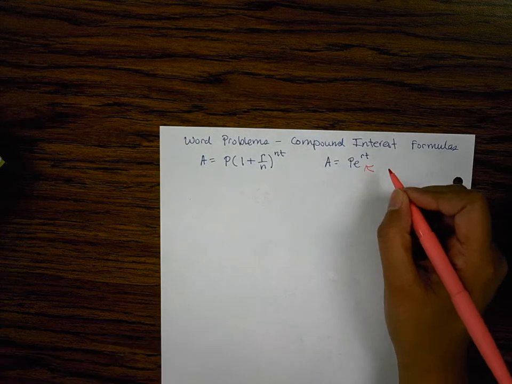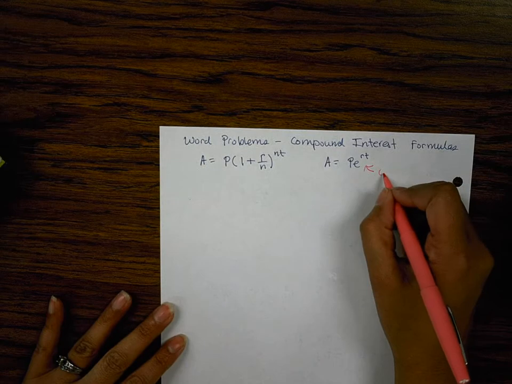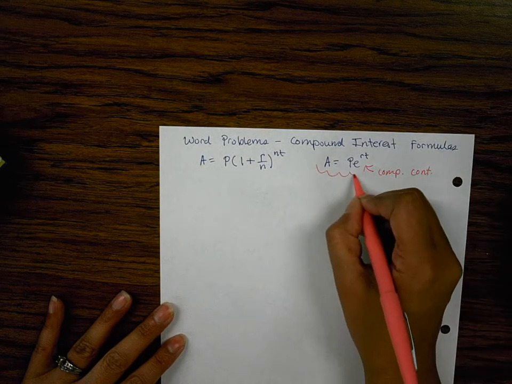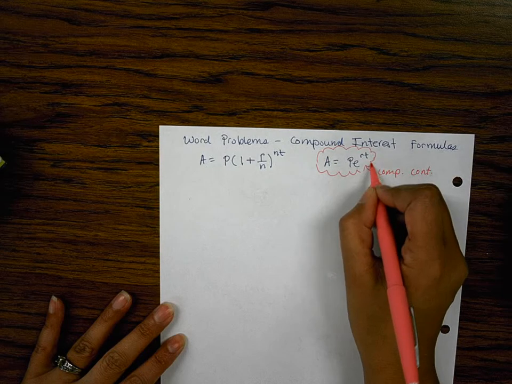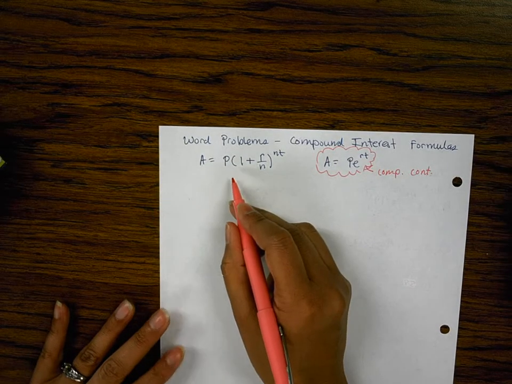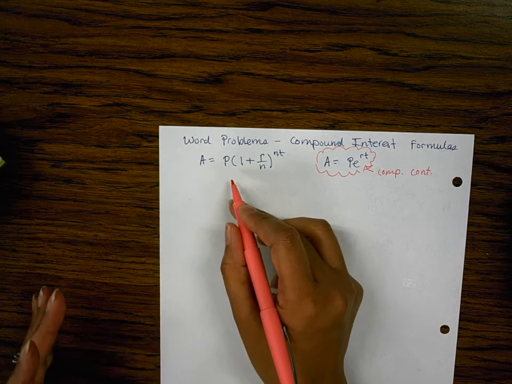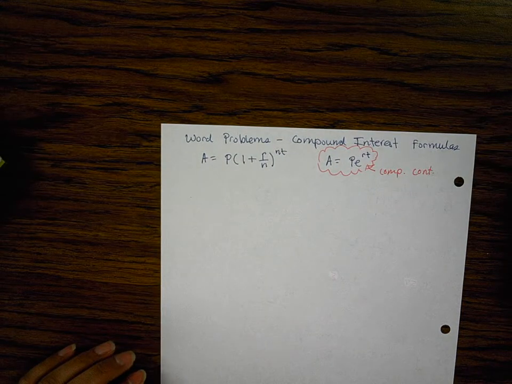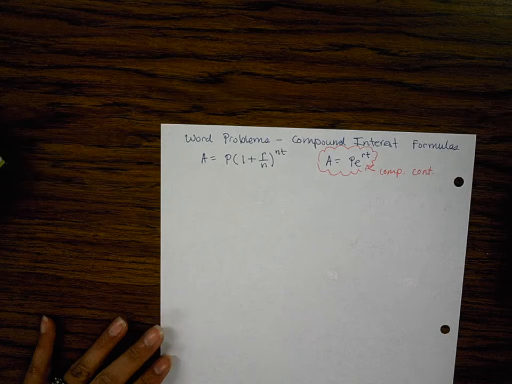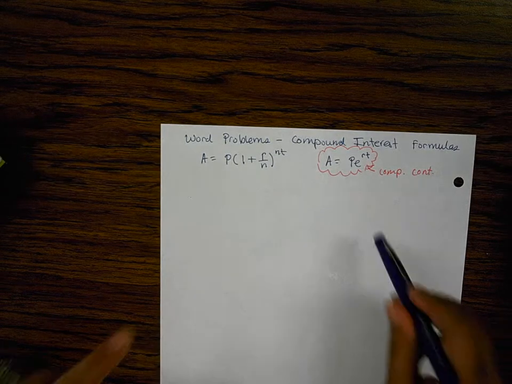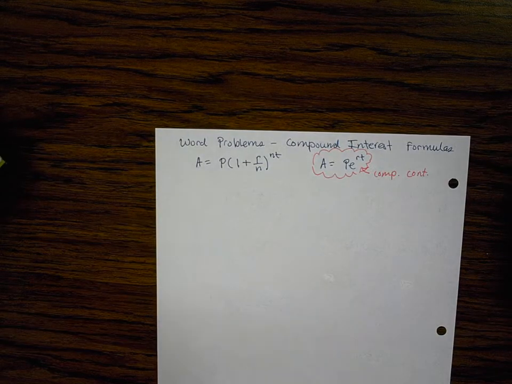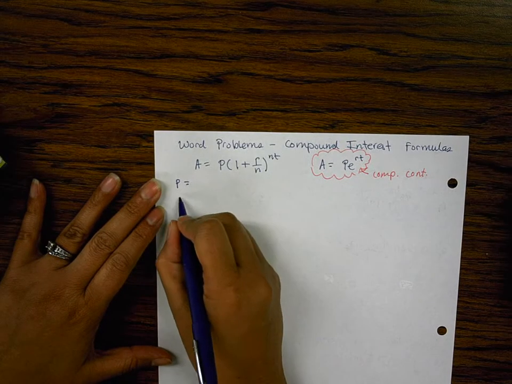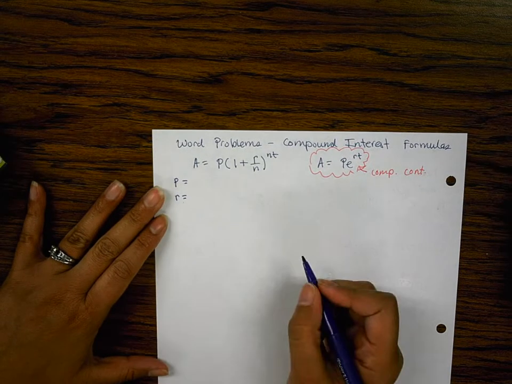This one here is compounded continuously, meaning it's nonstop, compounded continuously. So I'm going to write that down, compounded continuously. That's this one here. This one is compounded daily or monthly or weekly, just depending on what it is the bank does. So even though these are given to you, you will need to know what all the little letters stand for and when to use which formula. Okay, so let's quickly review.